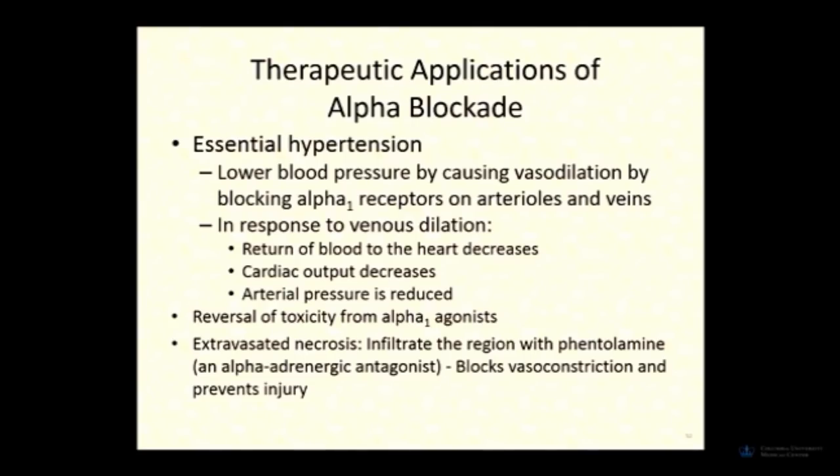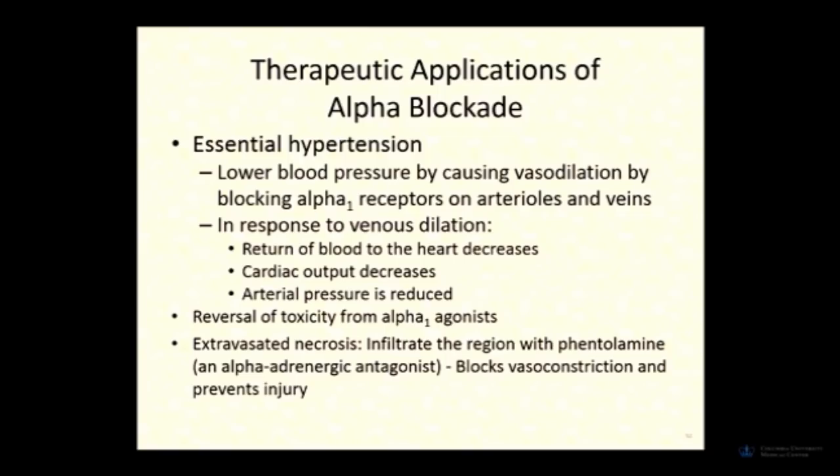Okay. So the alpha 1 receptors actually act on both the arterial system and the venous system. And by blocking the venous system, by causing venous dilation, it actually decreases return of blood to the heart, reduces cardiac output. And when you reduce cardiac output, you're going to reduce blood pressure. Okay. And then on the arterial system, by causing vasodilation, you're more directly reducing blood pressure.